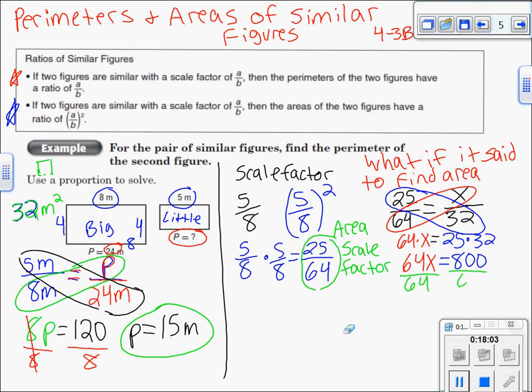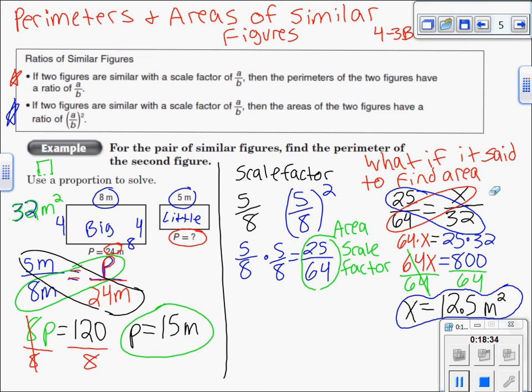Just like every other equation, get rid of that coefficient by dividing. Divide by 64, divide by 64, those cancel, and now we're left with x equals 800 divided by 64. Let's see, 800 divided by 64 equals 12.5. That missing value is the area of the little, 12.5. Since we're talking area, we're going to say 12.5 meters squared. And that's going to be the area of the little rectangle, 12.5 meters squared.